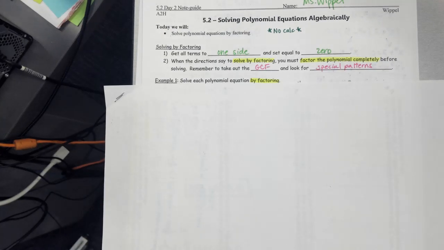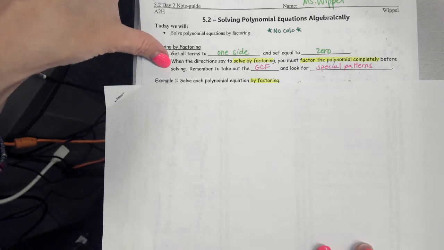Okay, so when the directions say to solve by factoring, you have to factor it completely. That means if there's a GCF, you have to take that out, and you have to look for those special patterns. So our special patterns were the difference of two squares. Now we've added on the difference of cubes and the sum of cubes. Okay, so all of those are going to be relevant to today's lesson.